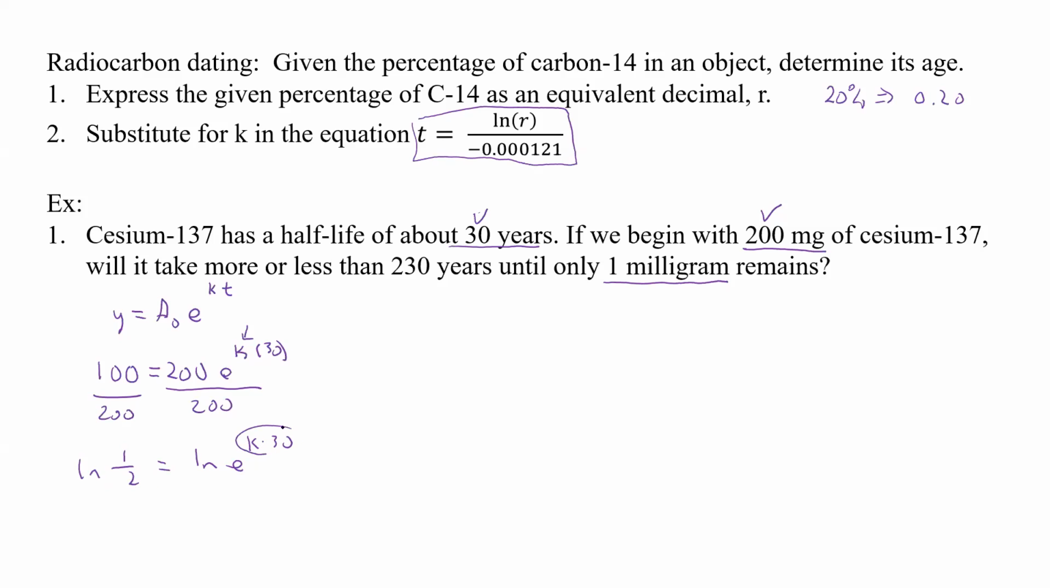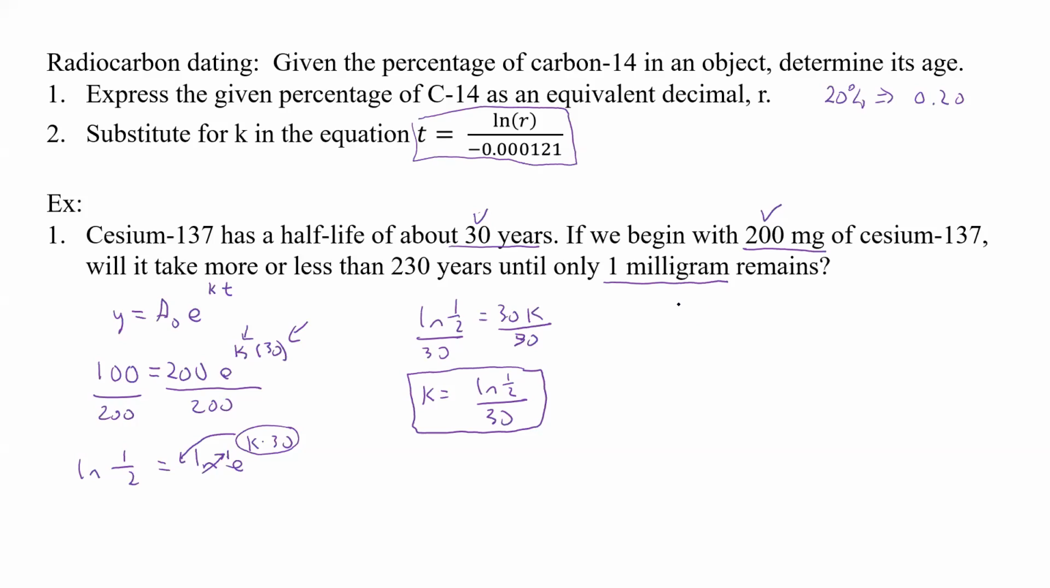And so that means now this whole thing can go down in front. And remember, ln of e is just 1, so that's gone. So we have ln of 1/2 equals 30k. Solve for k, so we divide by 30. And so k is equal to ln of 1/2 over 30. Okay, so that's our constant that we need, because that is how we're going to rewrite this formula so we can look at it for any time and any amount.